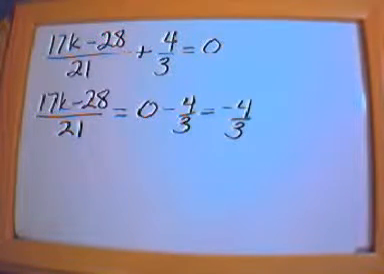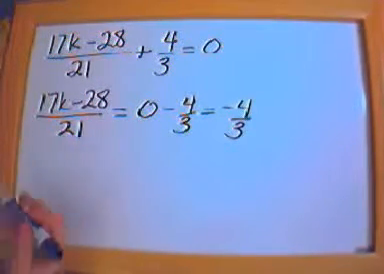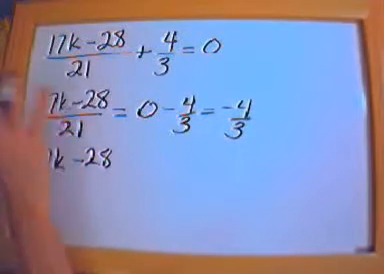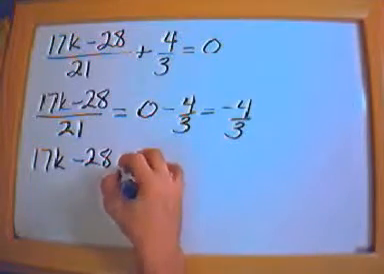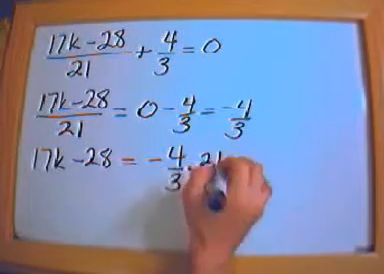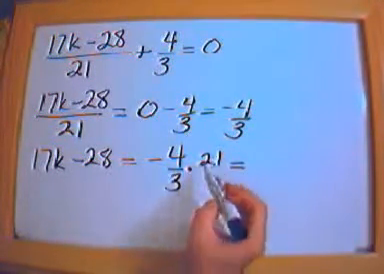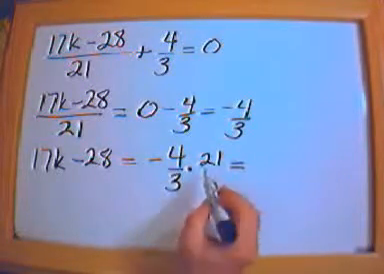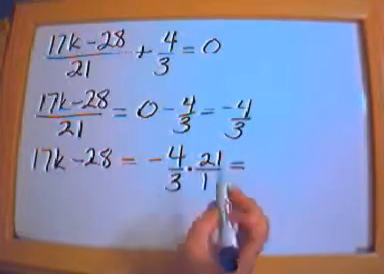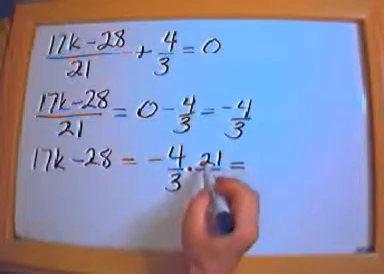Next, I'm going to multiply both sides by 21, because now I'm going to try to get rid of this 21. I'm going to get rid of this 21 by multiplying both sides by 21. I'm going to be left with 17k minus 28. The 21 is going to drop out once I do this multiplication, equals negative 4/3 times 21. Now notice on the right-hand side I've got 4 times 21 over 3. You can almost think of this 21 as 21 over 1. I can divide 3 into both of these things.